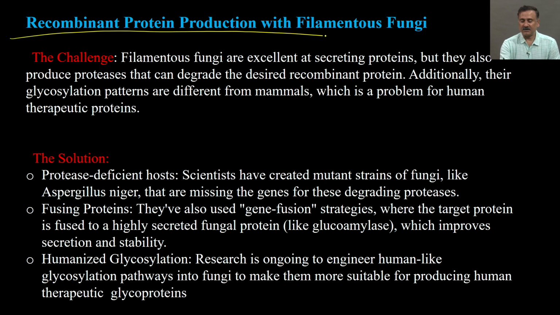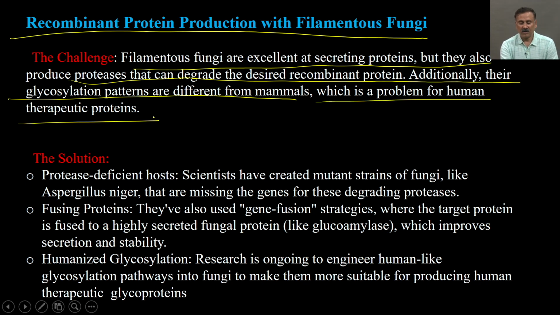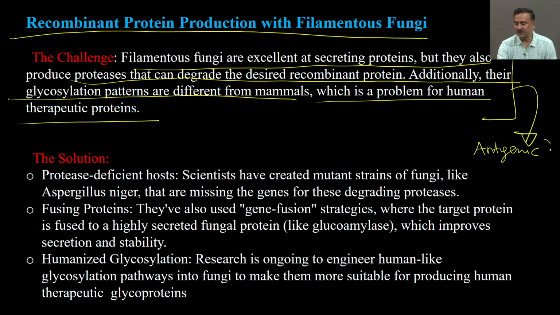So, one example is recombinant protein production with filamentous bacteria. And what is the challenge? The filamentous bacteria are excellent at secreting protein, but they also produce protease that degrades the desirable protein. Additionally, their glycosylation patterns are different from the human ones, which is a problem for human therapeutic proteins, right, because the glycosylation pattern is going to generate an antigenic response, and because of that these proteins will probably cause inflammation or other kinds of immune reactions.